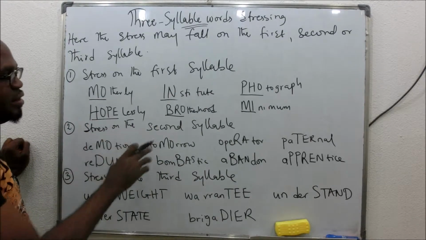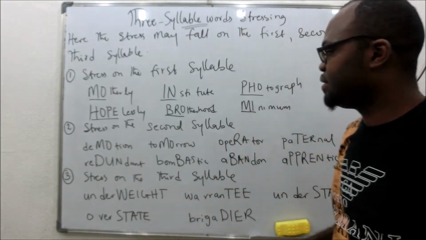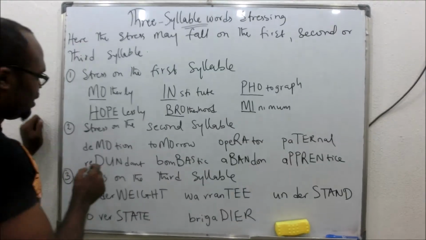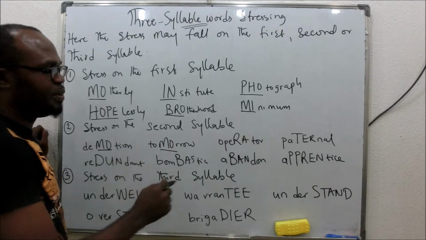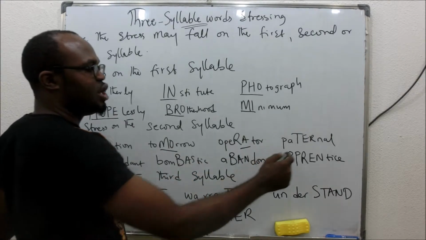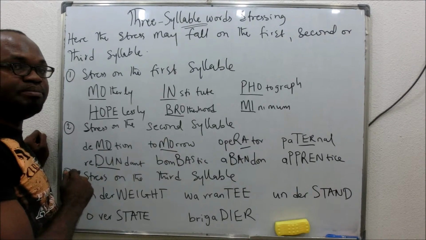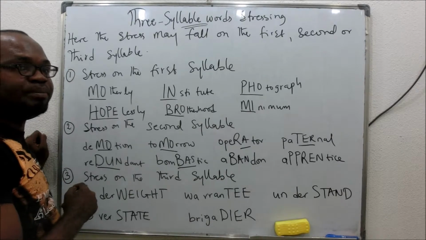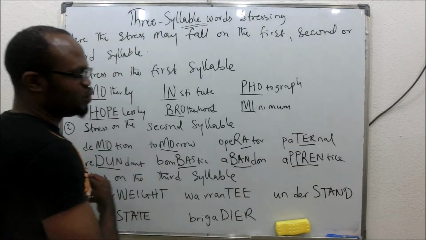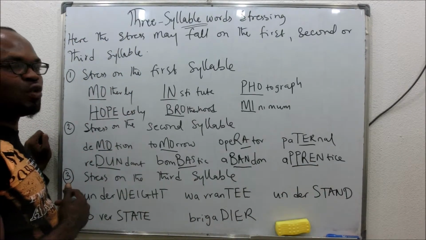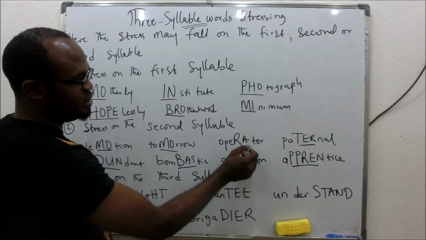Now we look at the three-syllable words that have the stress on the second syllable. Now we'll talk about the motion, tomorrow, operator, paternal, redundant, bombastic, abandon, apprentice. So all these trisyllabic words have their stress on the second syllable.